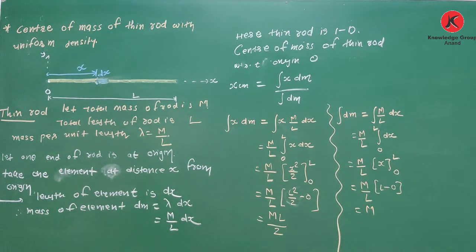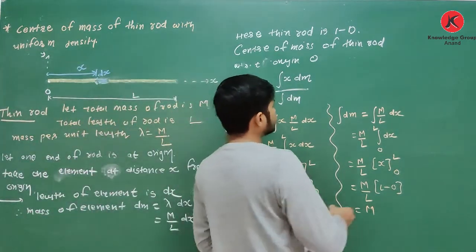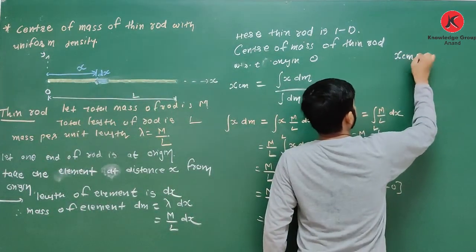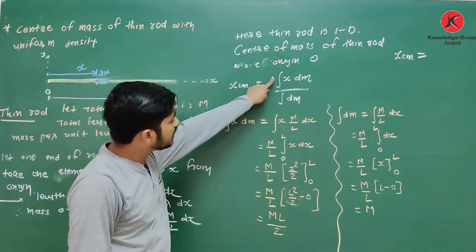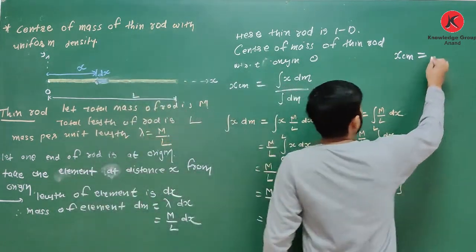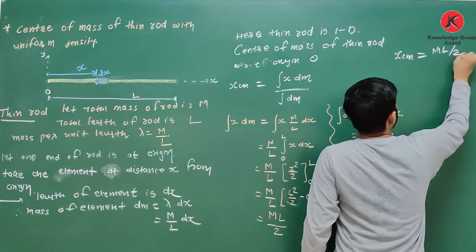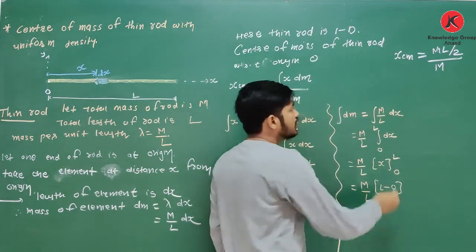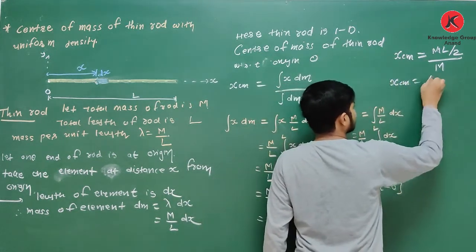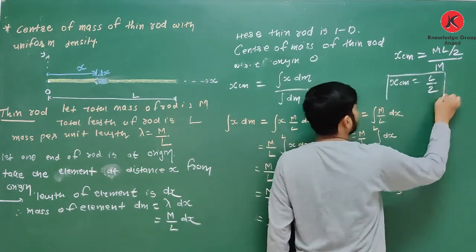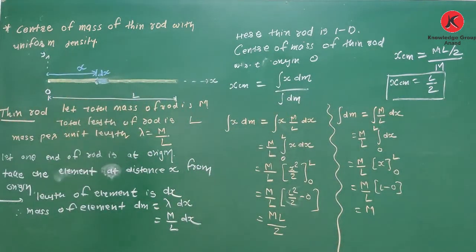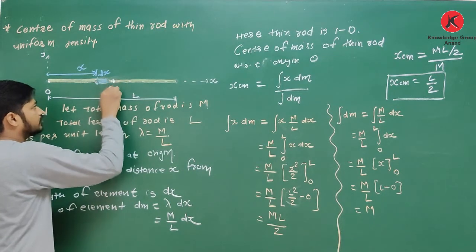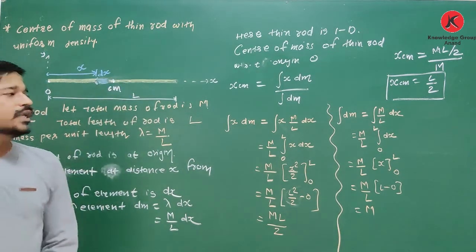So now, the last step. X center of mass is equal to, the answer of integration x dm is mL by 2, divided by integration dm, which is mass m. So m cancels. What is x center of mass? X center of mass is equal to L by 2. And L by 2 means, yes, exactly at its midpoint. The center of mass is at its midpoint.